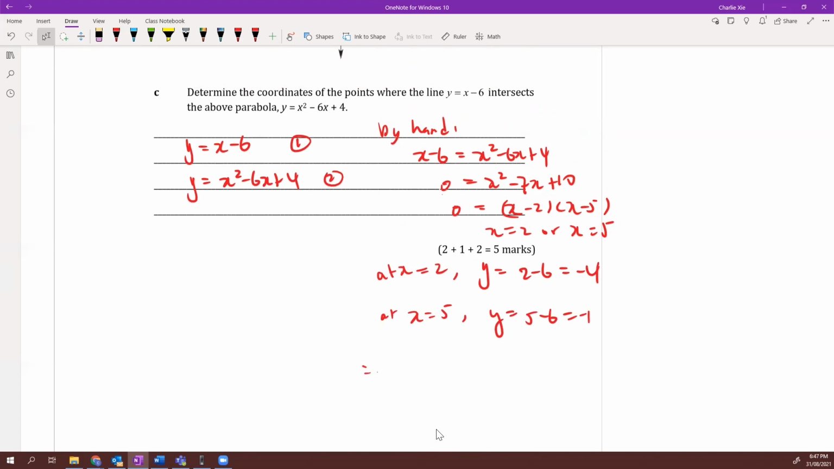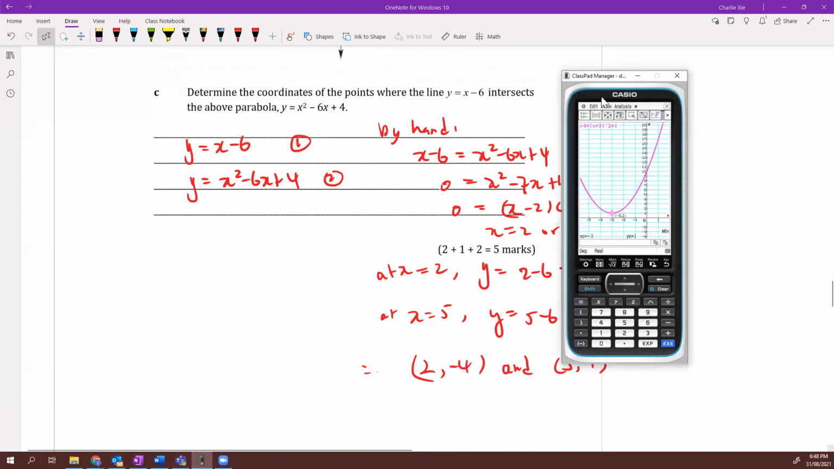Therefore, the 2 points are, at x equals 2, 2 comma negative 4, and 5 comma negative 1. Okay, let's use my calculator to check my answer.